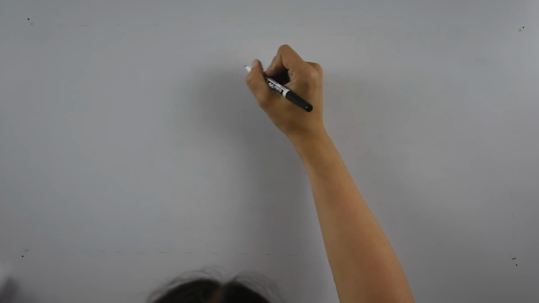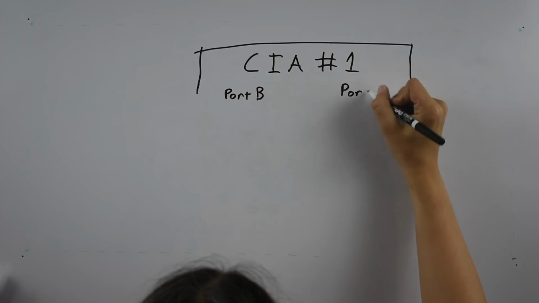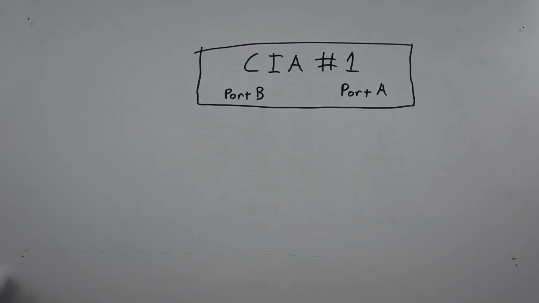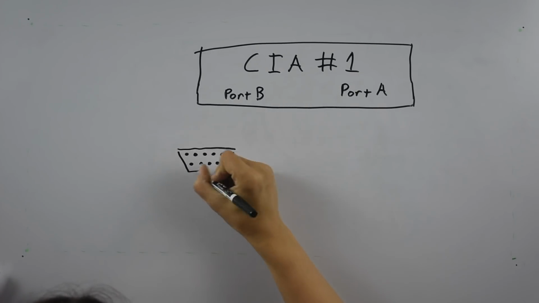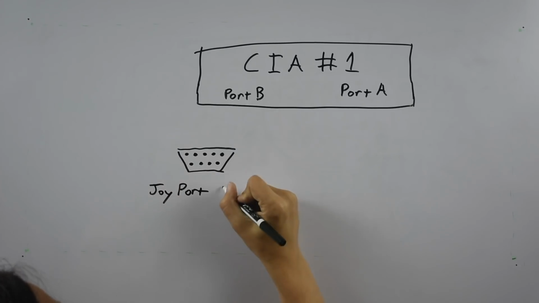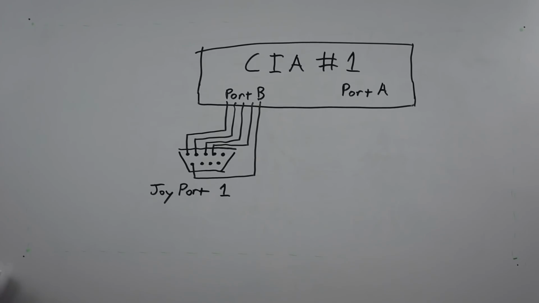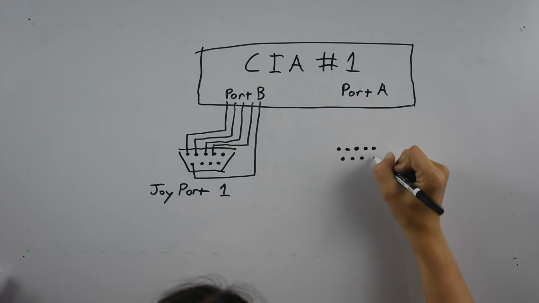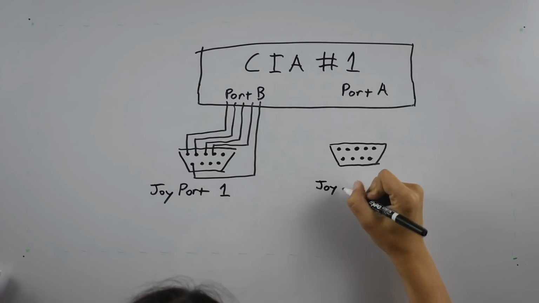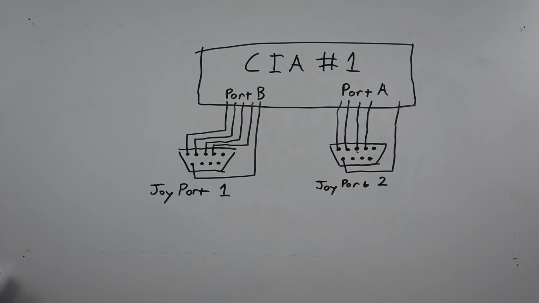The first thing we need to think about is how the CIA chips are wired to the various inputs of the 128. Each CIA chip has a set of 8 input lines, grouped together into ports, which can be read a byte at a time through the CIA registers. Confusingly, joystick port number 1 is connected to CIA number 1's port B. Each of the lines connected represents one of the 4 directions and the fire button. Joystick port number 2 is connected to port A the same way.